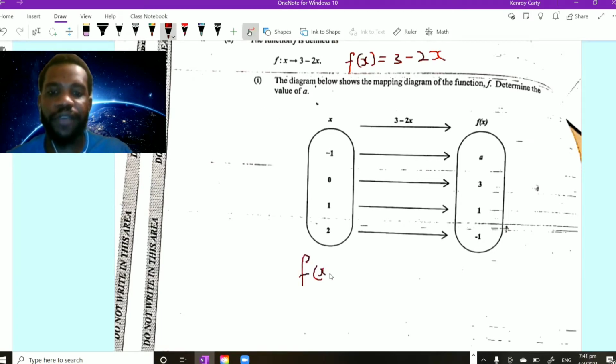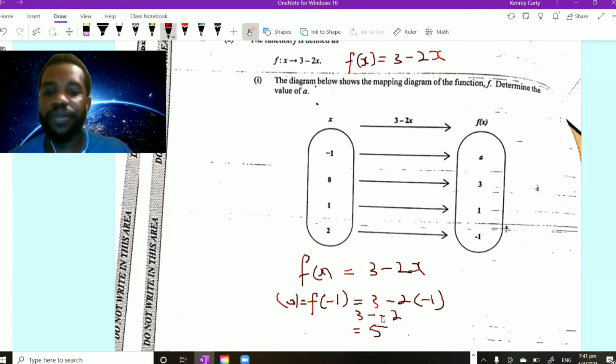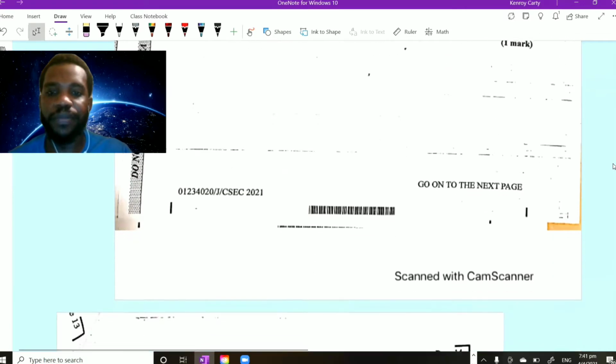So let me just say that f of x is equal to 3 minus 2x. What we're saying is that when x is -1, what is a? So in other words, a is actually equal to f of -1, which is equal to 3 minus 2 times -1. Now this is going to give me 3 minus -2, which is going to give me 5, because 3 minus -2 would give me a positive 5. So I know that a is 5 here. So that part of the question would have been completed. Let's move down and see what happens.